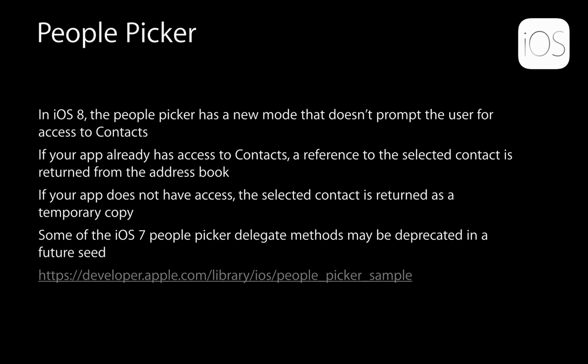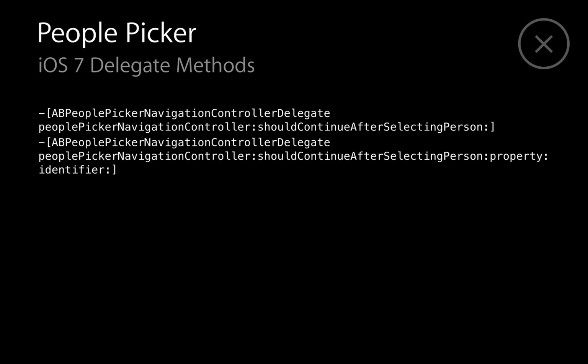In a future seed, some of the iOS 7 delegate methods are going to be deprecated. So you need to update and migrate if you're currently using the People Picker. We have a great sample code project for you to go and check out and see how to implement on iOS 8. These are the delegate methods that will be deprecated. ABPeoplePickerNavigationControllerDelegate, peoplePickerNavigationController shouldContinueAfterSelectingPerson and shouldContinueAfterSelectingPerson property identifier.